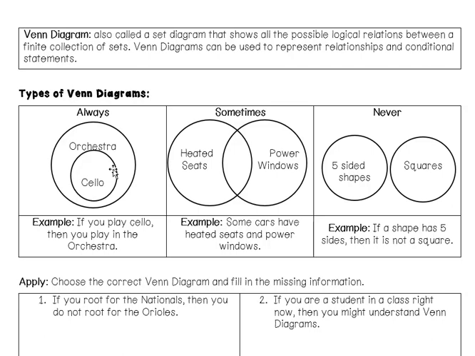We can also have Venn diagrams that show things never intersect. Here, a 5-sided shape and a square. If a shape has 5 sides, then it is not a square. We know that a square only has 4 sides, so a 5-sided shape would never overlap with a square, so their circles in the Venn diagram are separated.